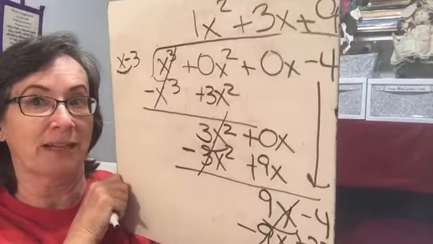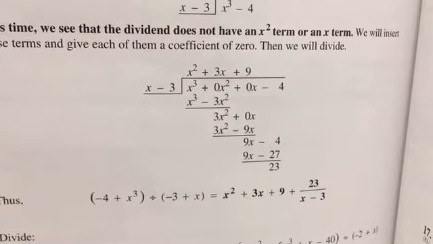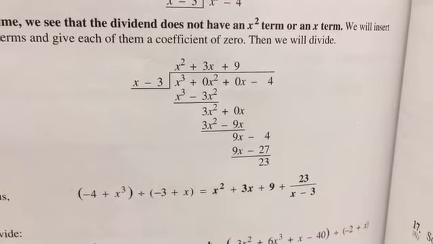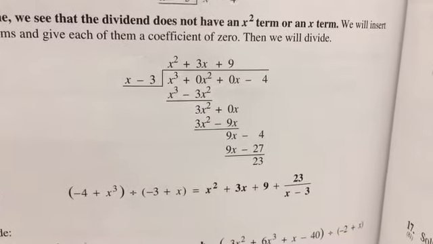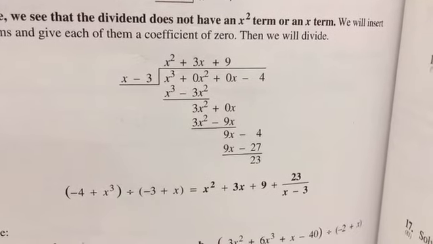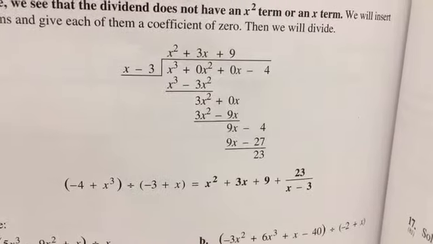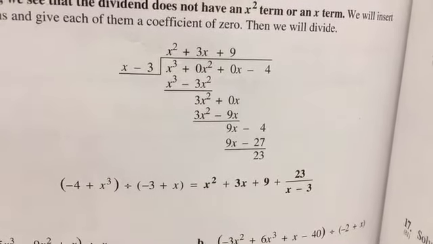And I'll show you the final answer in the book. And there you have the last problem. Notice how they're setting it up the same way I did with 0x squared and 0x as their little dummy terms to take the place and hold the spot. And the answer is below.